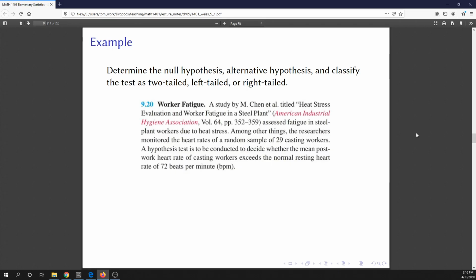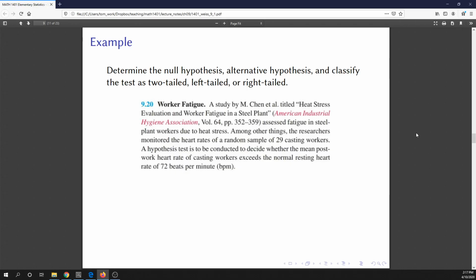So this problem is about worker fatigue, a study by M. Chen et al. titled Heat Stress Evaluation and Worker Fatigue in a Steel Plant, assessed fatigue in steel plant workers due to heat stress. Among other things, the researchers monitored the heart rates of a random sample of 29 casting workers. A hypothesis test is to be conducted to decide whether the mean post-work heart rate of casting workers exceeds the normal resting heart rate of 72 beats per minute.